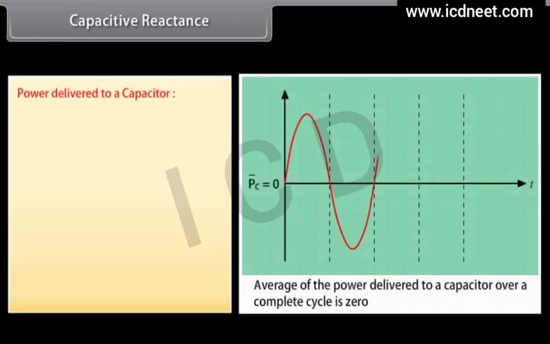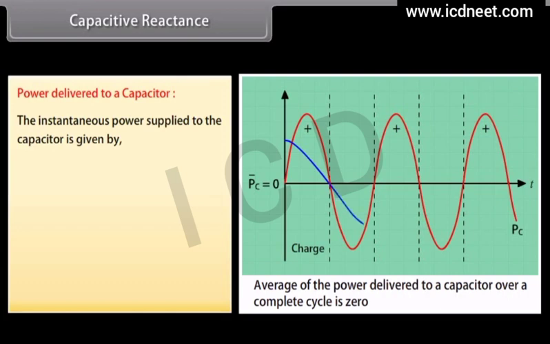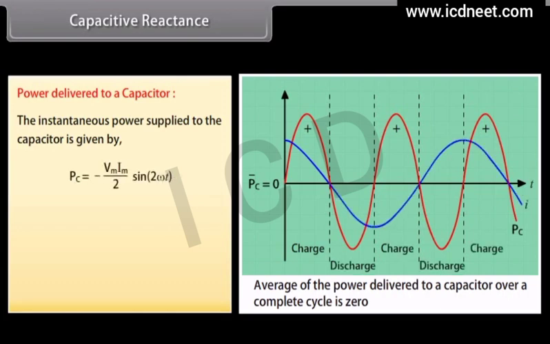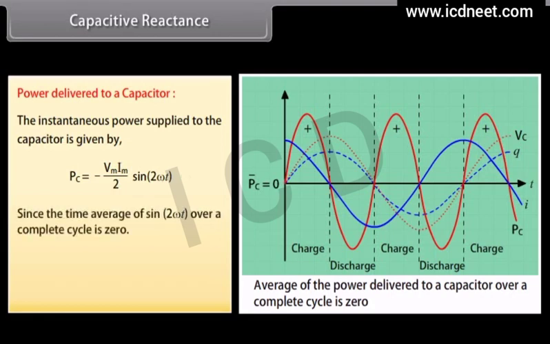Power delivered to a capacitor. The instantaneous power supplied to a capacitor is given by Vm Im upon 2 multiplied by sin 2 omega t. Since the time average of sin 2 omega t over a complete cycle is 0, therefore the capacitor power is equal to 0.